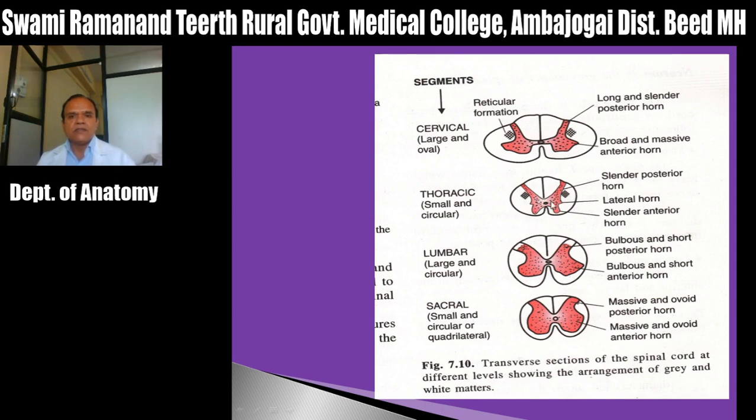What came in the thoracic? This is small and circular. Here in the lumbar, it is large and circular, gross. And see, the posterior horn is also a little bit bulbous and short, whereas the anterior horn is again bulbous and short. Why? Because again there is a bulbous aggregation of the neurons in order to supply the lower extremity.